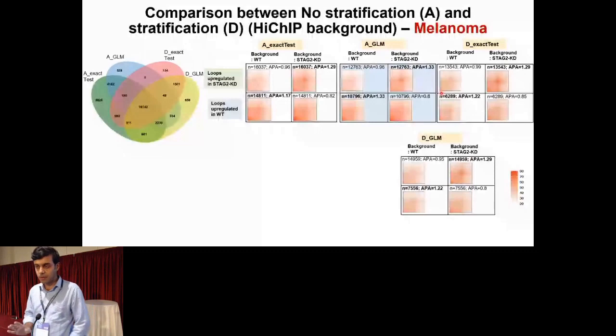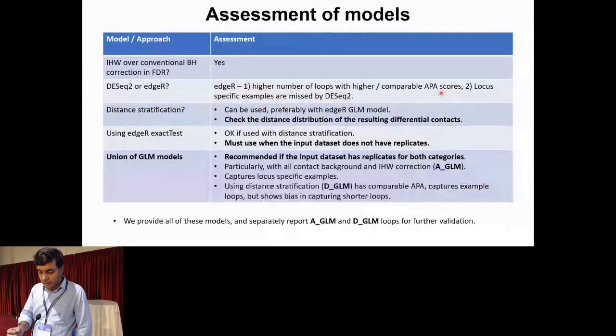So overall, our recommendation is that if we are using stratification, we should check the distance distribution. And if you have replicate information, then we recommend using the GLM models, either using the all contact background or using the distance stratified version. And we need more HiChIP data and more locus specific examples specifically to compare between these two. So overall, we are reporting all of these settings in order to compare.